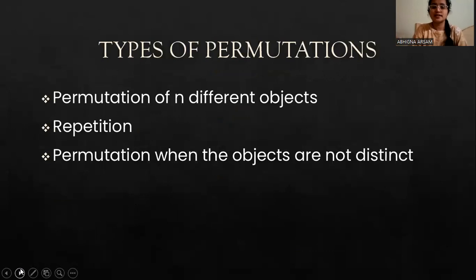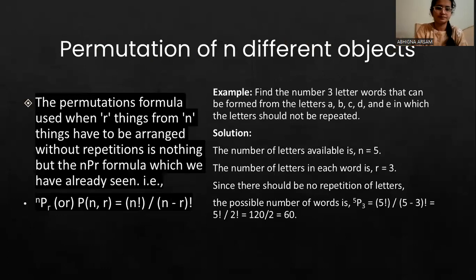Now let us discuss types of permutations. We have three different types of permutations. That is permutation of n different objects, that is permutation without replacement; permutation with repetition, that is permutation with replacement; and permutation when the objects are not distinct. So let us discuss these three types of permutation in coming slides.